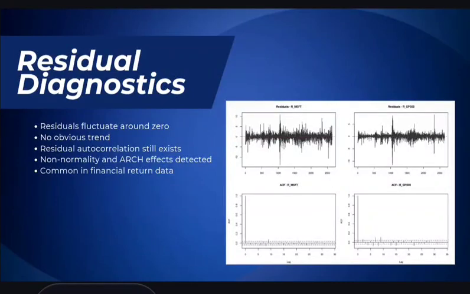Residual diagnostics. After estimating the VAR model, residual diagnostics were performed to evaluate the model assumptions. The residual plots fluctuate around zero without showing any clear trends, indicating that the model captures most of the systematic information in the data. However, statistical tests still detect residual autocorrelation, non-normality, and ARCH effects. These findings are very common when working with daily financial returns because financial markets typically exhibit volatility clustering and extreme observations. Therefore, these results do not necessarily indicate that the VAR model is invalid.